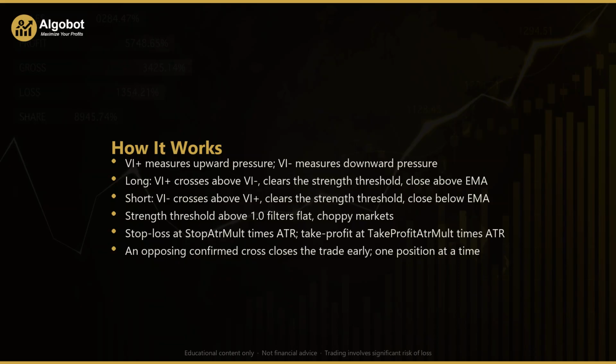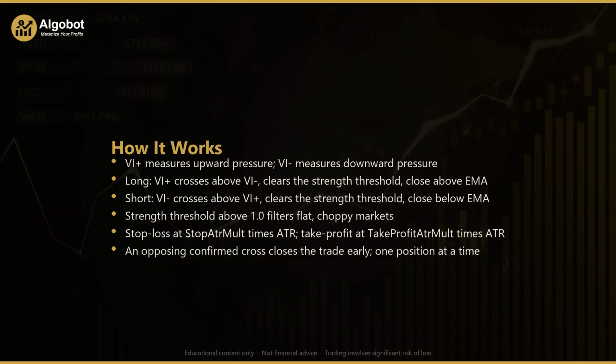But a crossover alone is not enough. This is where the triple gate comes in. For a long setup, three conditions must all agree. 1. VI+ must cross above VI- on the just closed bar. 2. That newly dominant VI+ line must be at or above the strength threshold, which defaults to 1.00. A reading above 1 signals genuine directional pressure rather than a flat market brush. 3. The closing price must be above the trend filter, an exponential moving average that defaults to 50 bars. Only when all three line up does the strategy signal a long.